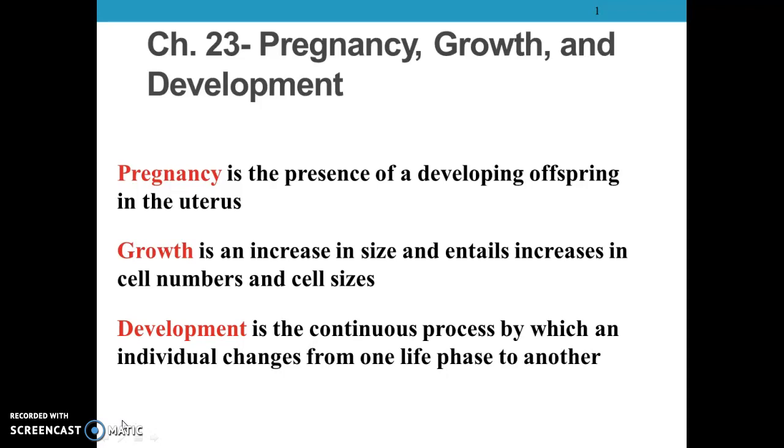Growth, that term, it's not really related. Growth means an increase in the size, and it entails an increase in the cell numbers and cell size. So I think we mentioned in class that you were not the same size right now as you were when you were born. Hopefully, for the sake of your mother, you were much smaller when you were delivered.